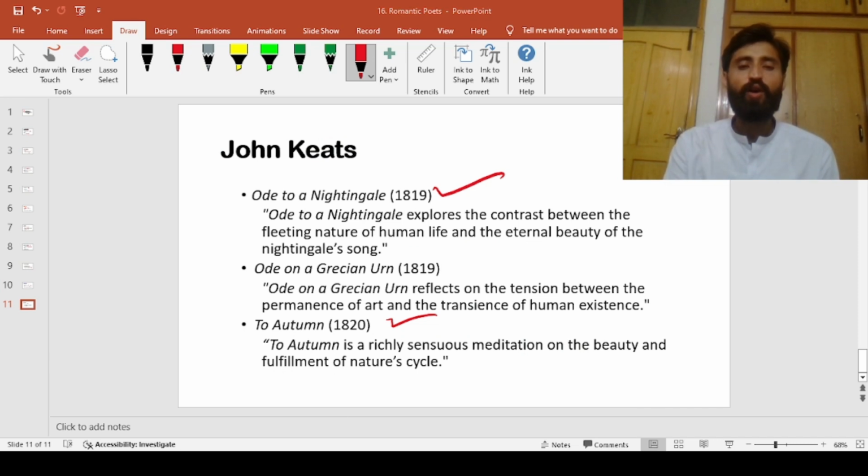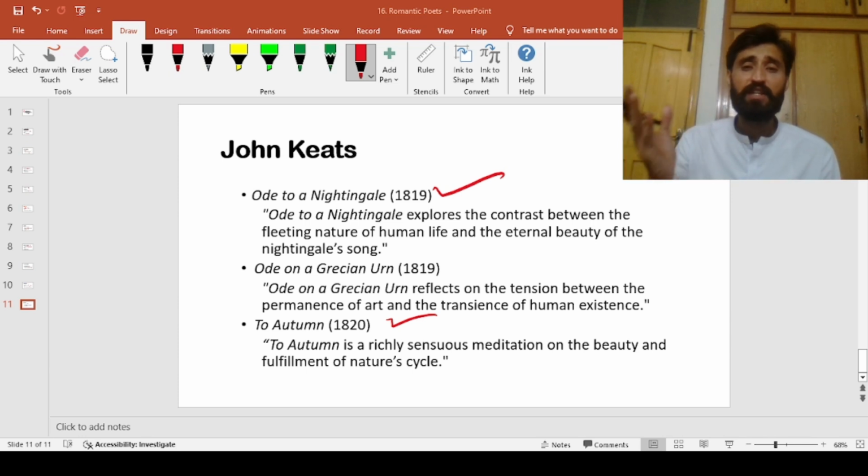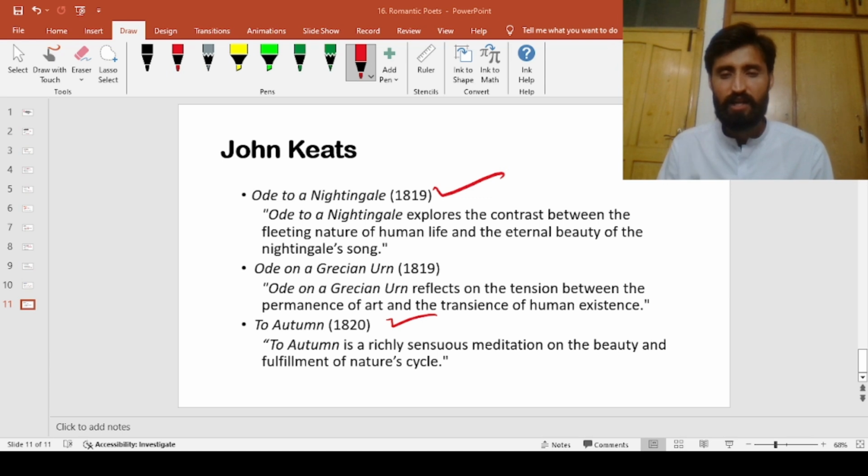Now that is all from my side about all these romantic poets. So what you need to know is these key terminologies along with their works and the years of publication. If you're preparing for any tests, competitive examinations, whether it be CSS or competitive exams like KPPSC, FPSC, etc., this is something you need to understand and you need to know in order to attempt well.